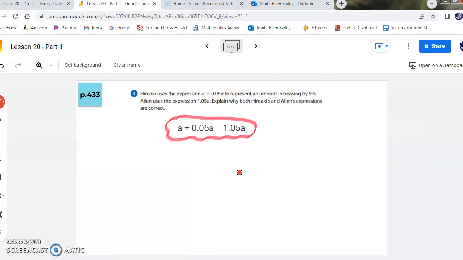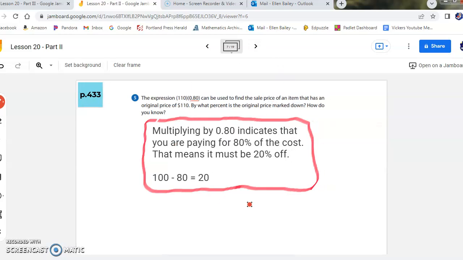All right, let's move on to number 4. Hiroaki uses this expression A plus 0.05A to represent an amount increasing by 5%. Alan uses the expression 1.05A. Explain why both Hiroaki's and Alan's expressions are correct. You can just write this, very similar to what we just did. A plus 0.05A is equal to 1.05A. Let's get that in for number 4 if you don't have it. All right, moving along.